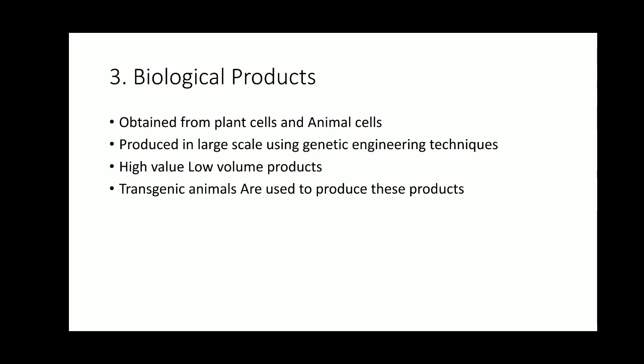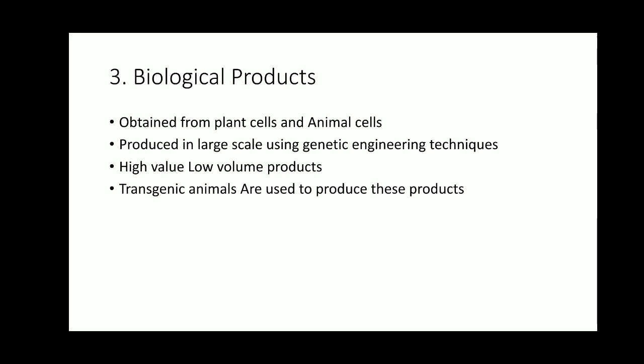They are high value, okay, they have a good value. The worth of these products is very high, but whatever end product we are obtaining, it is low volume and it is very expensive for production if you are going for chemical synthesis. But if you are able to express the genes coding for these products in the transgenic animals, then the cost of production is going to be less expensive. Okay, the cost of production is going to be very less when compared to producing them chemically.